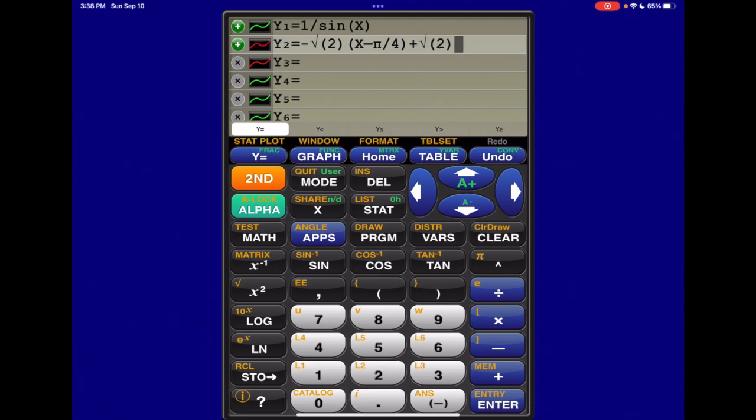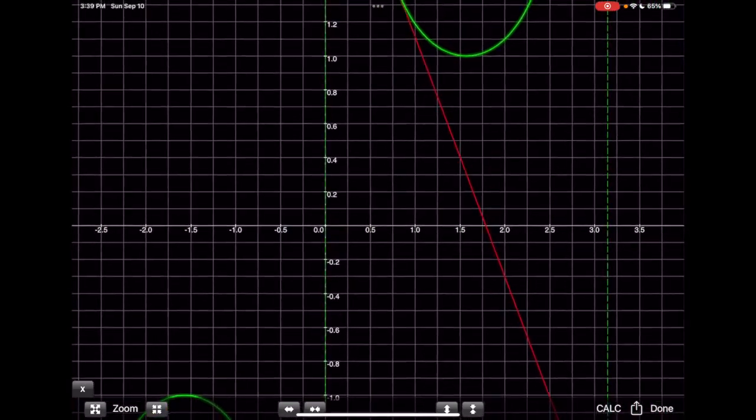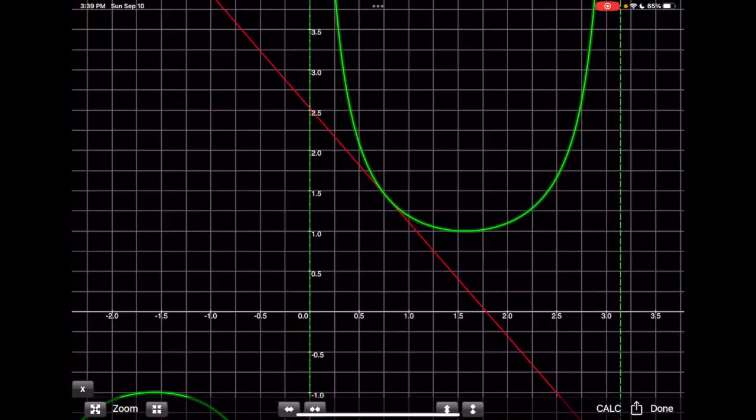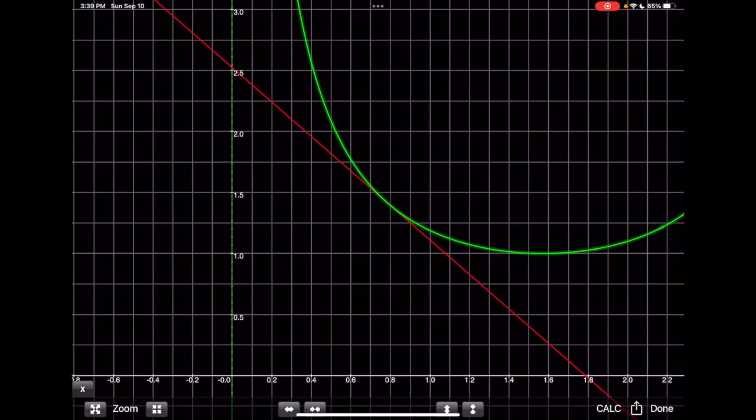So we've got the original function, cosecant, written as the 1 over sine. And then we've got our negative root 2 times x minus pi over 4 plus the root 2 from the other side. So I'm going to go to the graphing page. We want to look at this at pi over 4. So let's see. Pi over 4. There we go. Certainly I'm seeing a tangent line there. Pi is 3.14. Let's just say it was 3. 3 divided by 4 is 0.75. So pi divided by 4 would be a little bigger than 0.75.